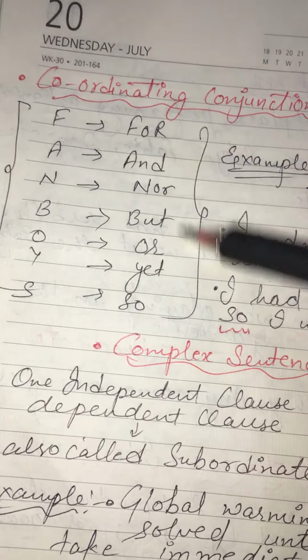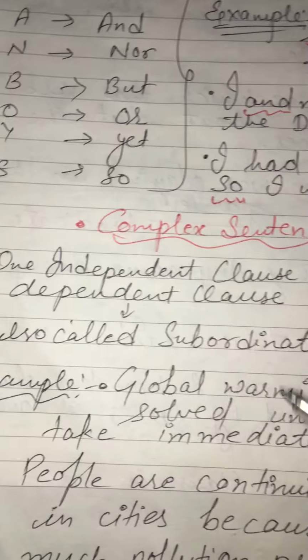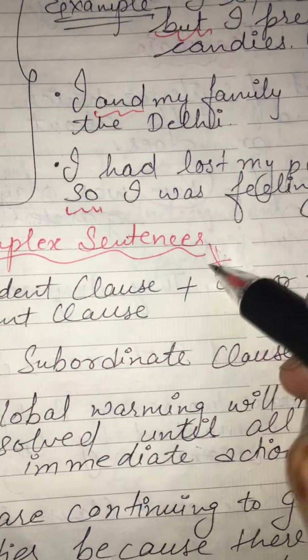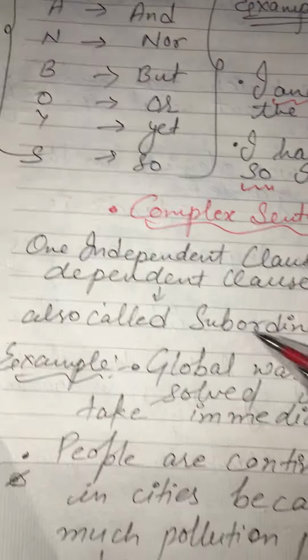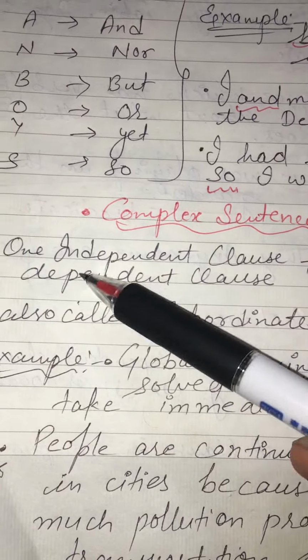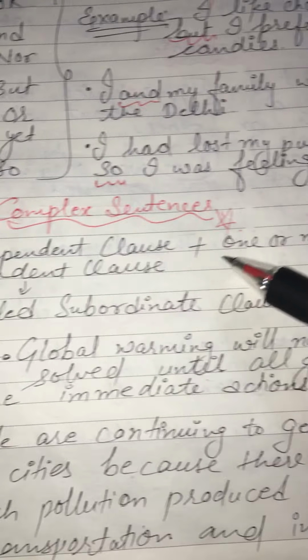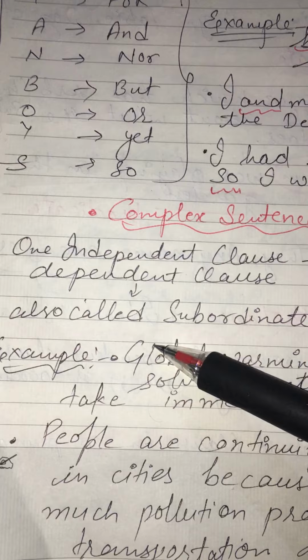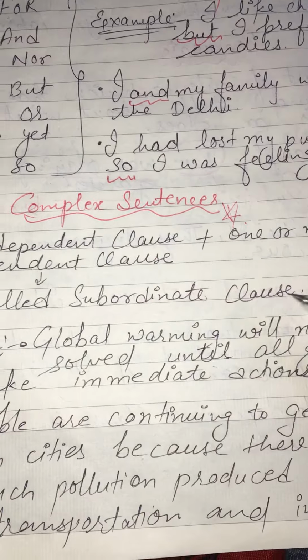using the coordinating conjunctions. Now let's move to another type of sentence, the complex sentence, which is most important in IELTS writing. So the complex sentence, there is one independent clause and one or more dependent clauses. Dependent clauses are also called subordinate clauses.